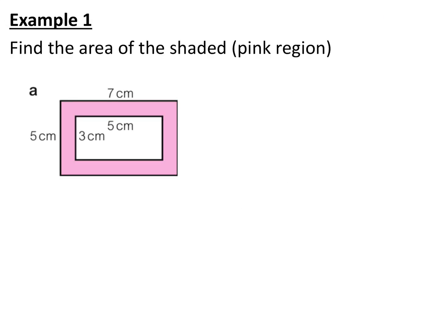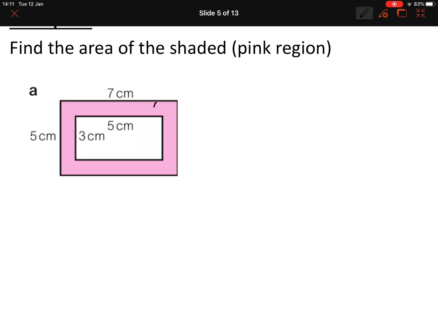Right. So let's look at some examples. Can we copy down example number 1, please? We want to find the area of the shaded region. So we're just interested in the area of this pink bit here.